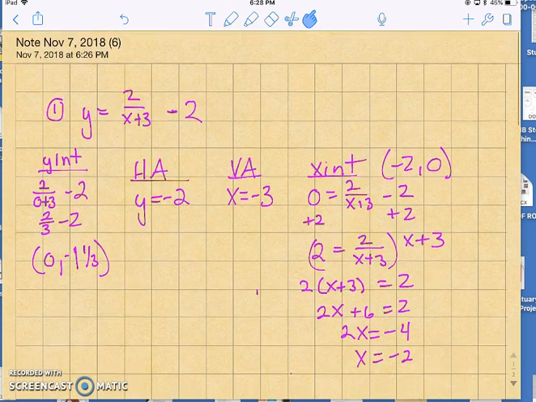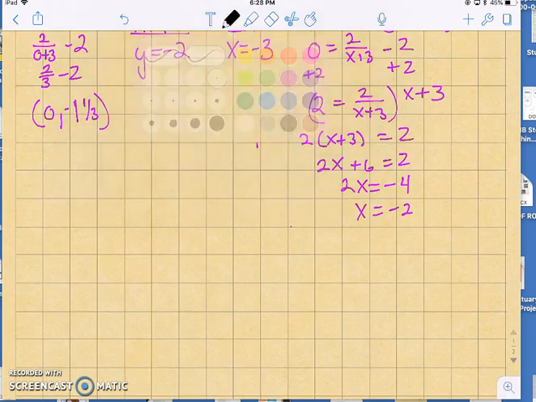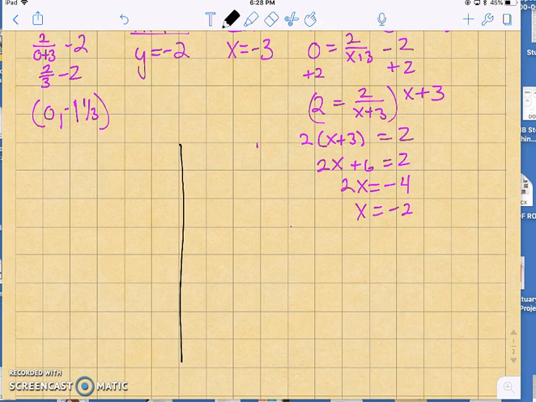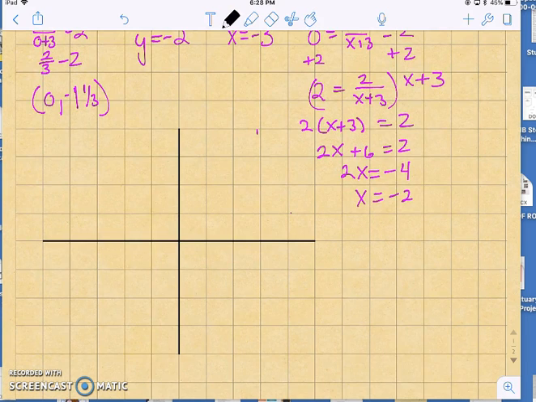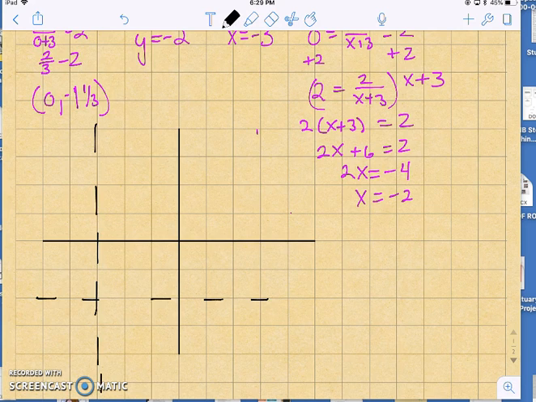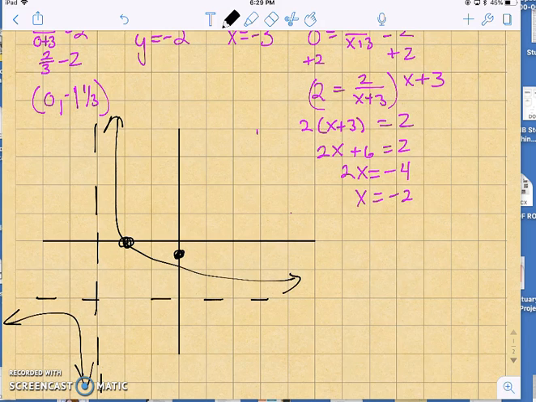So now we have to graph it. So I would start by dashing in our vertical and horizontal. So our horizontal was at y equals negative 2. Our vertical is at negative 3. Our intercept was at 0 and negative 1 1/3. Our x-intercept was at negative 2. So we know it has to be a swoop here in this quadrant, and then a swoop in that one.